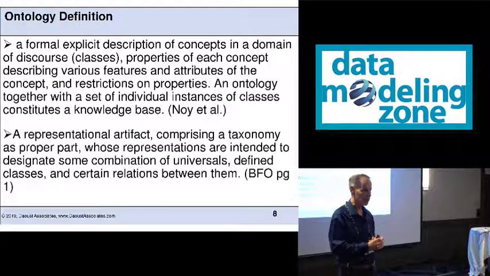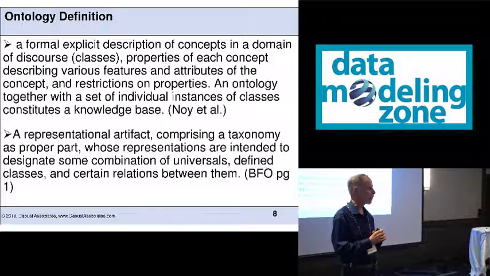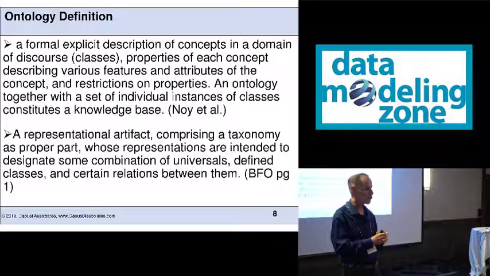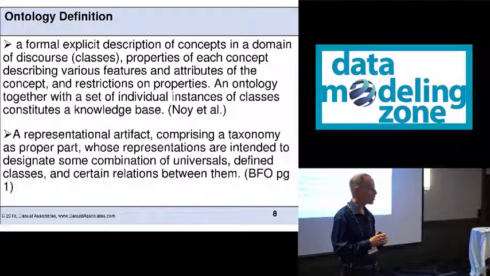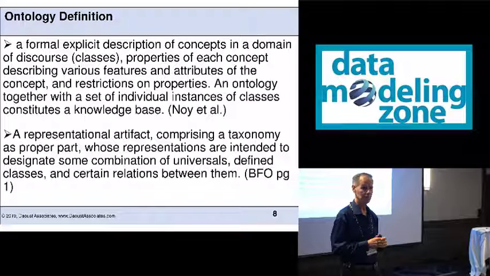Here's a second definition. A representational artifact, think of that as a model, comprising a taxonomy as proper part. Think of taxonomy, substitute hierarchy for that, whose representations are intended to designate some combination of universals. Think of that as your entities, defined classes, and certain relations between those. Think of those as relationships in your data models. So those are definitions, but we'll look at some examples to make those a lot clearer.